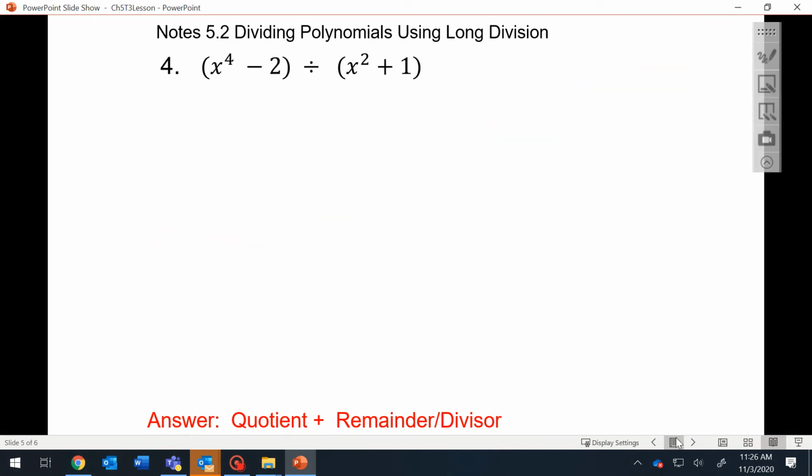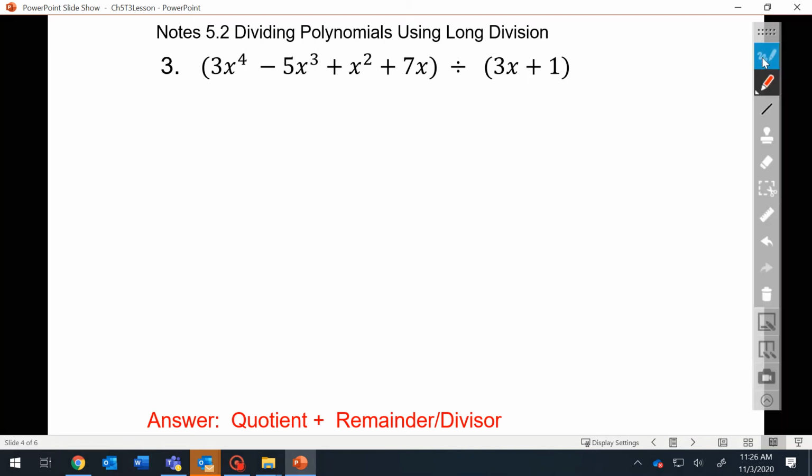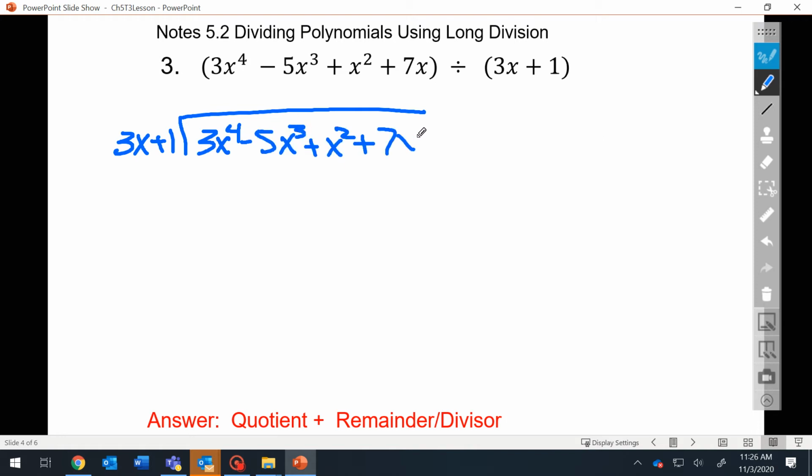Alright, we got more. Oh, we got a lot more. Okay, I'm not going to check every single one of these, so hopefully I do them correctly. So 3x plus, oh, wait a minute. So 3x plus 1 on the outside, 3x to the fourth minus 5x cubed plus 5x squared plus 7x plus 0. I don't know if this 0 is necessary, but I'm going to put it here. We might need it, we might not.